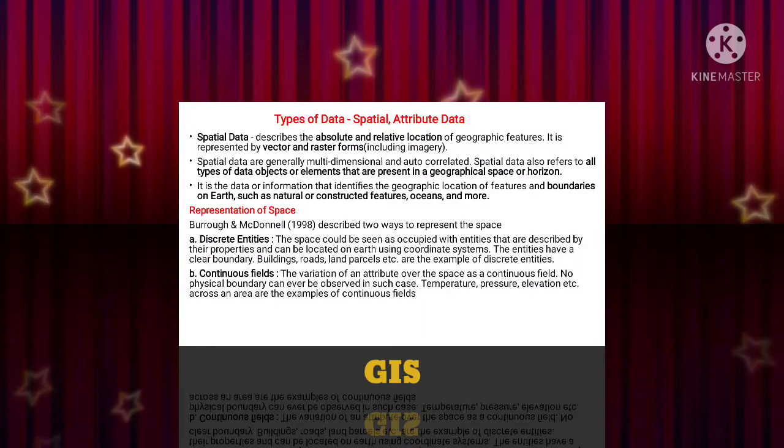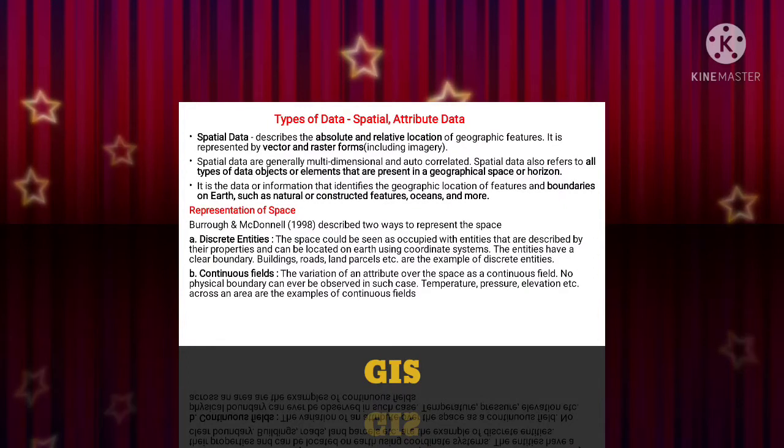Spatial data also refers to all types of data objects or elements that are present in geographical space or horizon. There are boundaries on earth, such as natural and constructed features, oceans and more. The representation of space is in two ways: discrete entities and continuous field.